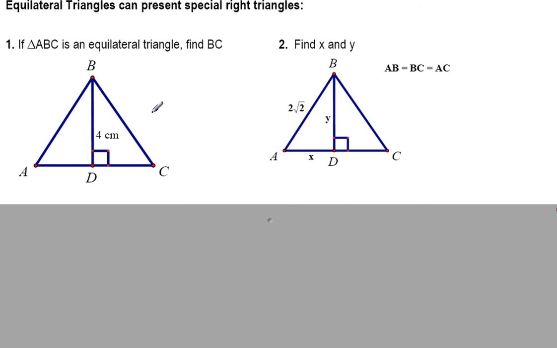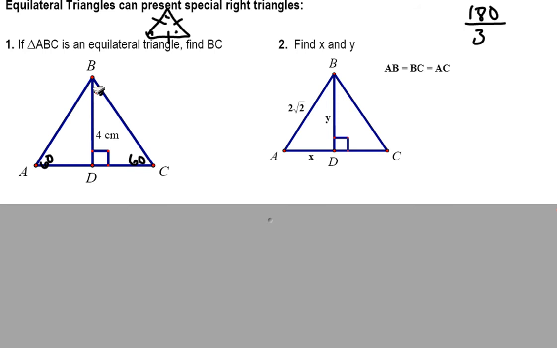Well, why would that present a special right triangle? Well, think about an equilateral triangle. Equilateral triangles have all three sides congruent. So that means that they have 180 degrees inside the angles here, and each angle has to be the same, so we have to split that 180 degrees evenly amongst three angles. So that means that each of these angles is 60 degrees. This whole big angle is 60 degrees as well.